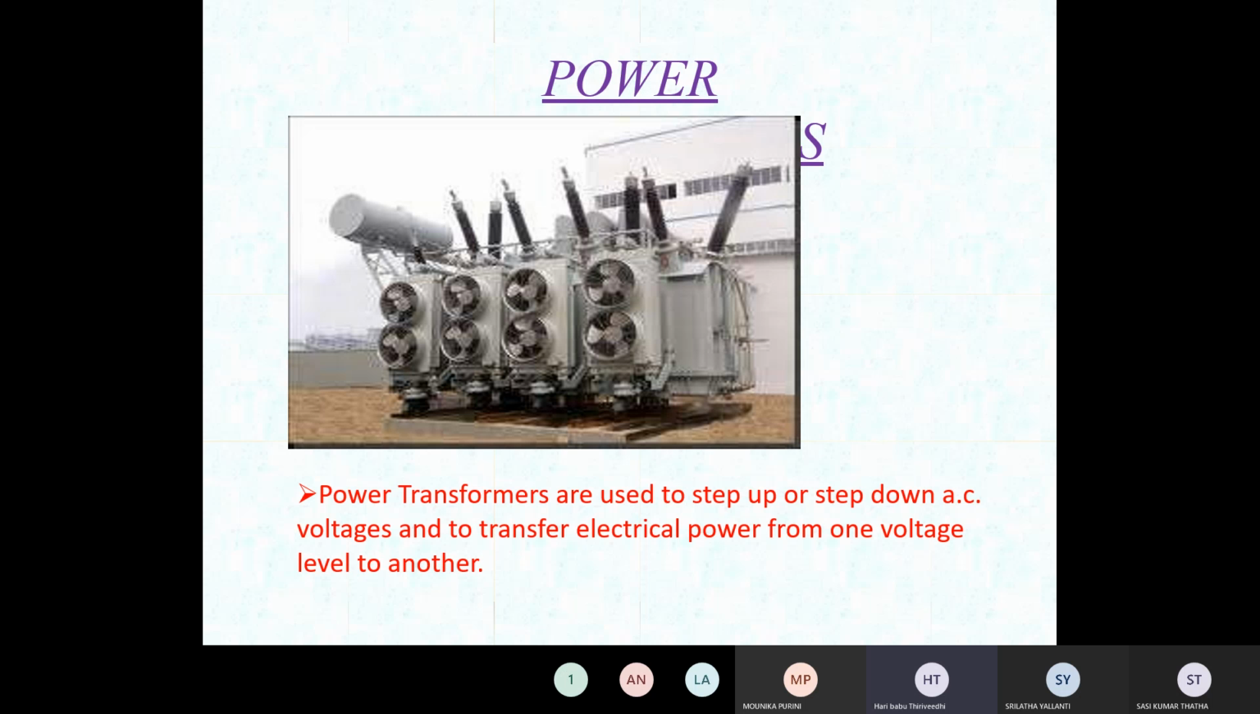The power transformers generally step up or step down the voltages. You may utilize the power transformer where the step up of the voltage is at the generating station, whereas in the distribution system it is used to step down the voltage.